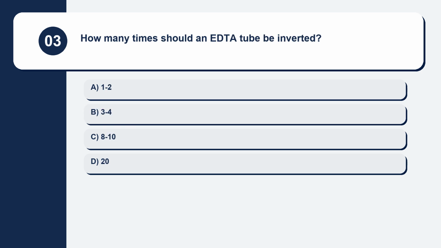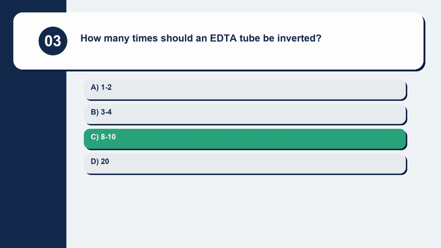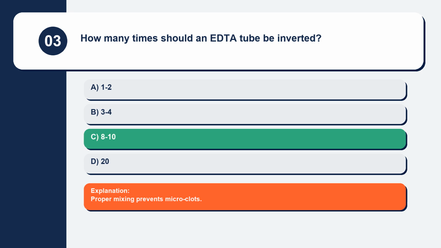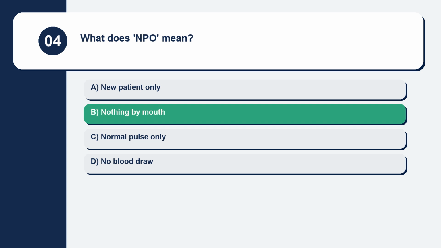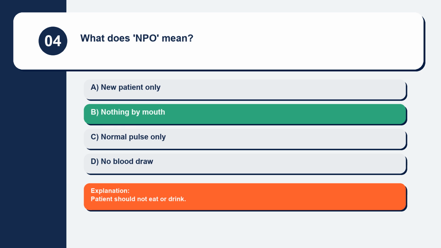Question 3. How many times should a tube be inverted? 1-2, 3-4, 8-10, 20. Proper mixing prevents microclots. Question 4. What does NPO mean? New patient only, nothing by mouth, normal pulse only, no blood draw. Patient should not eat or drink.